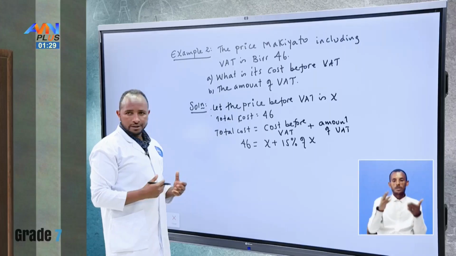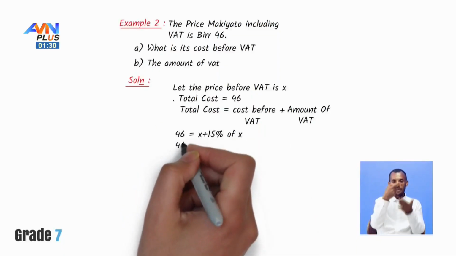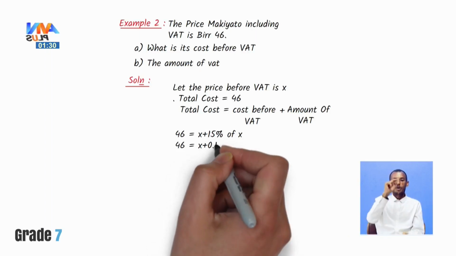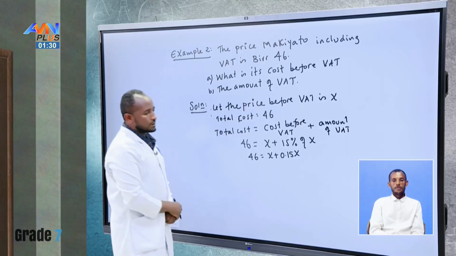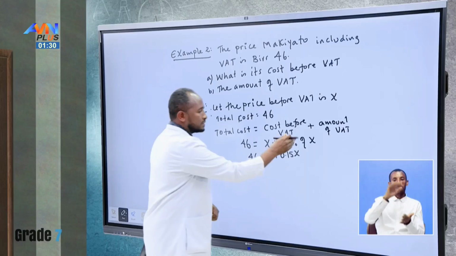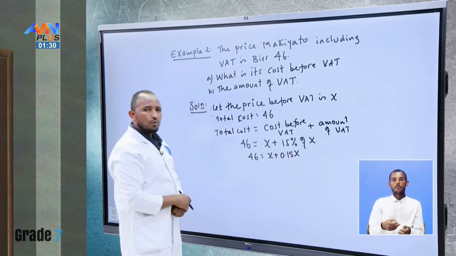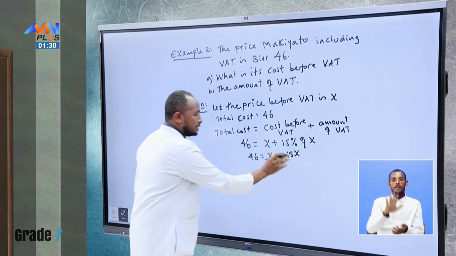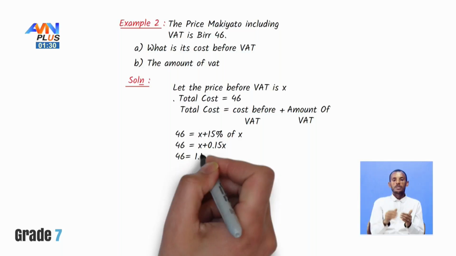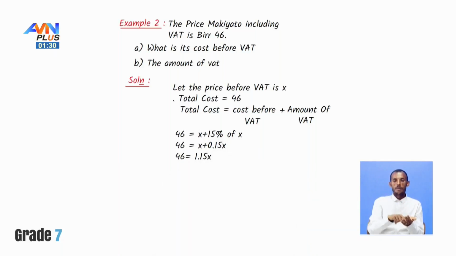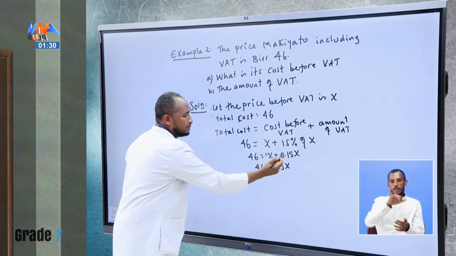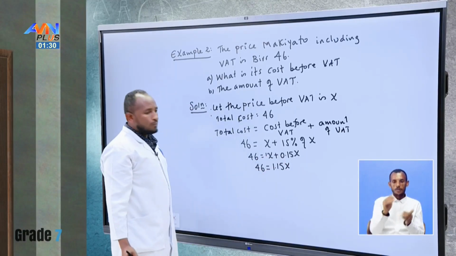So we can solve for X. Here, 46 is equal to X plus 0.15X. This 15% of X means 0.15, and of means times, so when you multiply these two, you get 0.15X. So let's add this. You will have 46 is equal to the sum of these two, 1.15X. The coefficient of the first term is 1. They are like terms, so you add their coefficients, 1 plus 0.15 gives you 1.15.